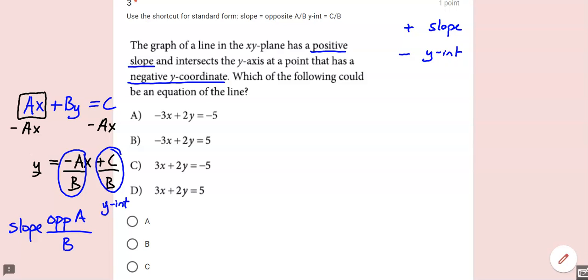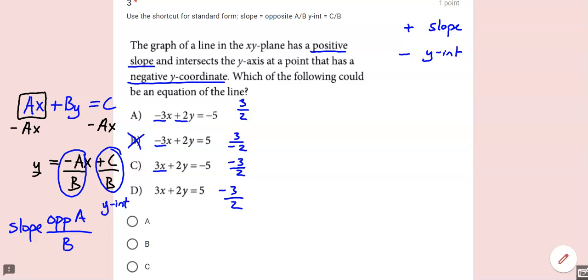So let's look for a positive slope. All right, so here's a. I want the opposite of a over b. All right, well, that has a positive slope. Let's check the next one. Opposite of a over b. Now that'll be a negative slope. Opposite of a over b. That one looks good. That's a possibility. And then this one, opposite of a over b. So that one's fine too. So right now we've eliminated b.